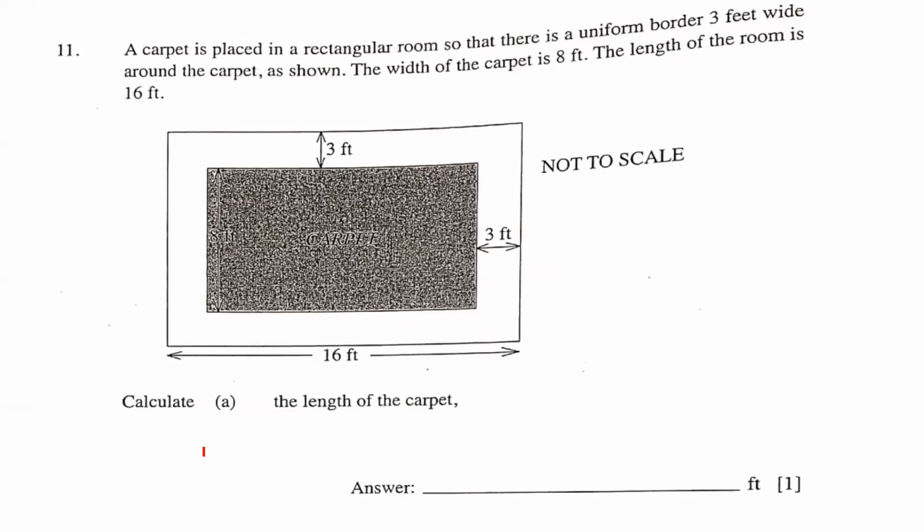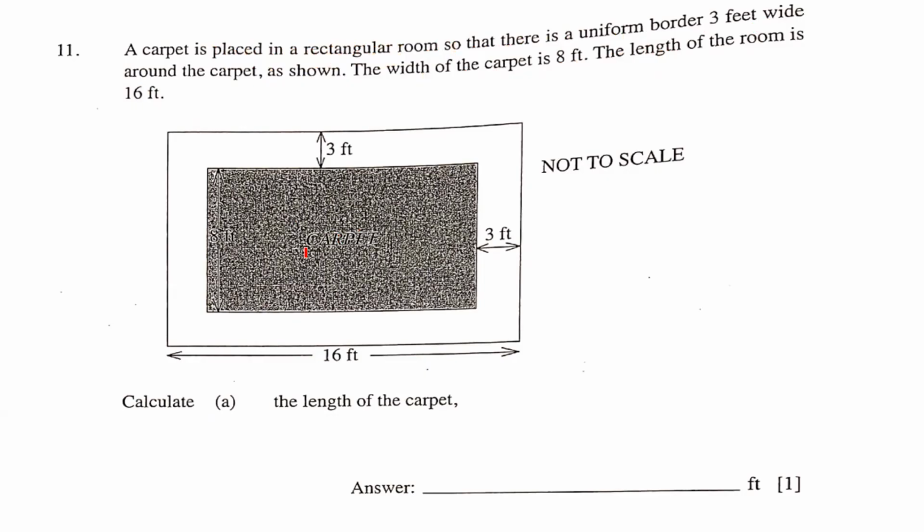Moving right along to question number 11. It says here, a carpet is placed in a rectangular room. Make sure you pay attention to that word rectangular, because that's going to help us with area and stuff like that. So a carpet is placed in a rectangular room so that there is a uniform border 3 feet wide around the carpet as shown. The width of the carpet is 8 feet. The length of the room is 16 feet.